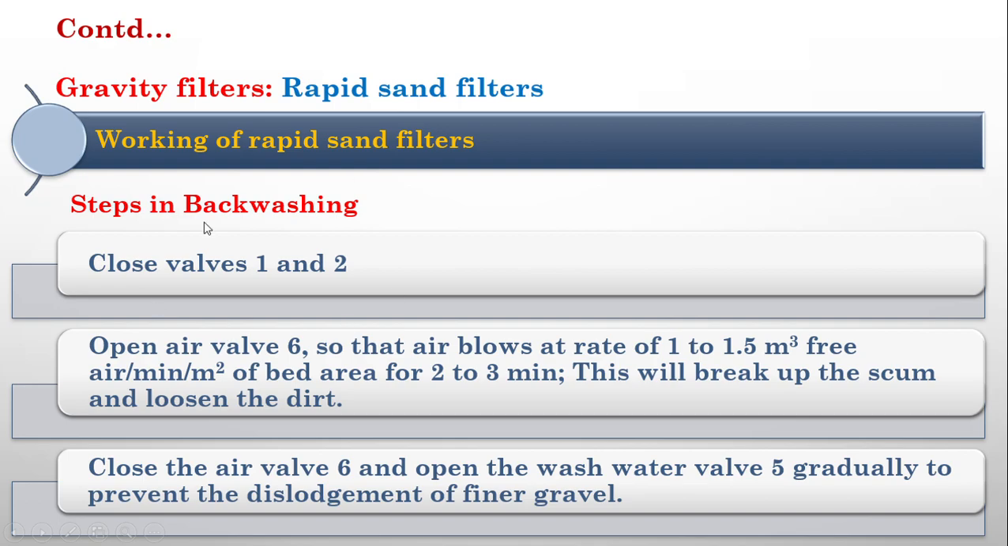Valves 1 and 2 are just for filtering the water, so we don't need filtration now. We have to wash the filter materials. We have to clean the filter. So 1 and 2 will be closed.